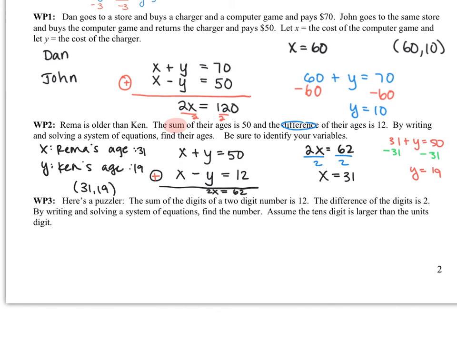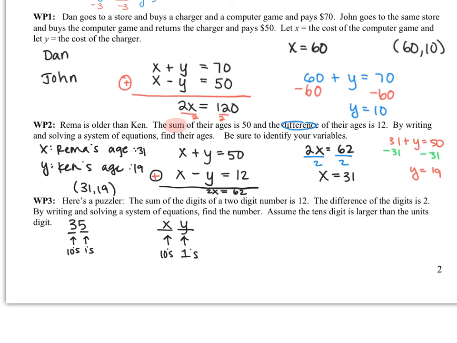Let's take a look at the puzzler. So it says that the sum of the digits of a two-digit number is 12, and the difference of the digits is 2. We're going to solve this by writing and solving a system of equations, and we're going to assume the tens digit is larger than the units digit. So if you think, for example, about, let's just say the number 35. 3 is my tens digit, and 5 is my ones digit, or my units digit. Now in this case, I don't know the number, so let's let x represent the tens digit and y represent the units digit, or the ones digit.